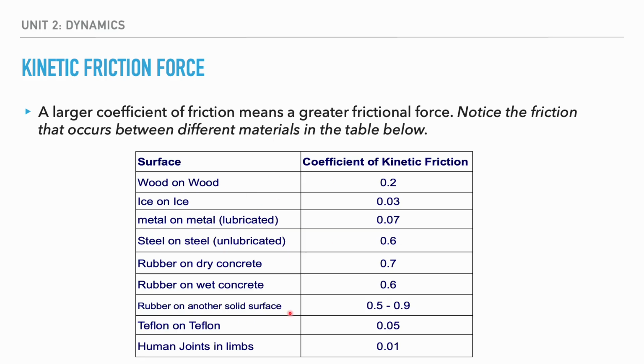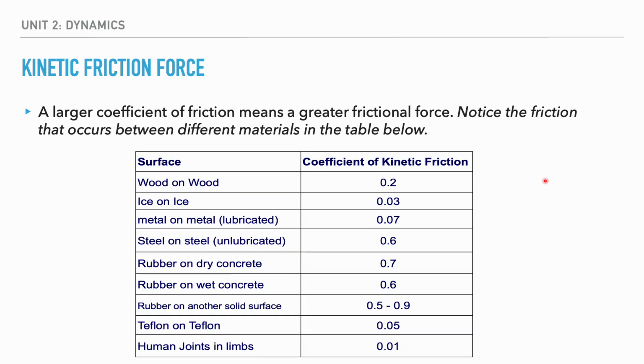Here we have a table that has all of these coefficients of kinetic friction. So wood on wood is 0.2. That seems to make sense. Ice on ice, so pieces of ice sliding against each other, is 0.03. So very low. Metal on metal lubricated, so think insides of engines. Steel on steel unlubricated, so think about the train systems. When a train's sitting on railroad tracks, it's just basically steel on steel.